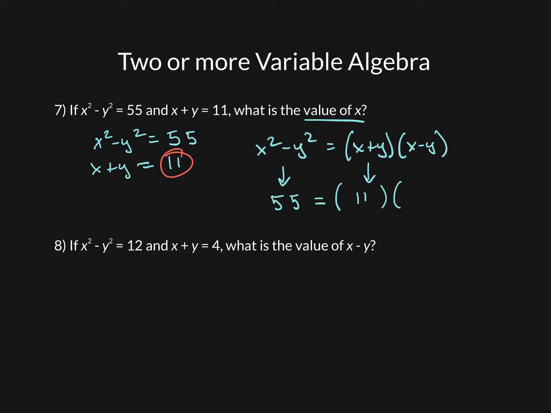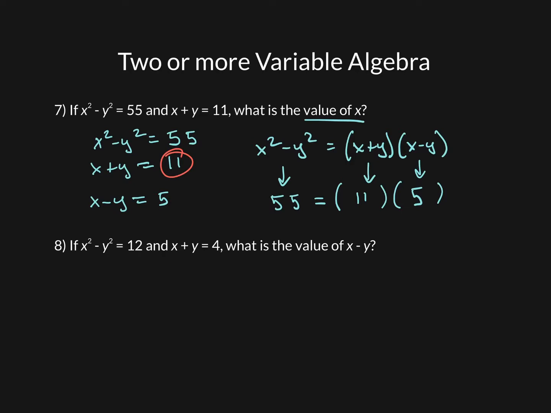And x minus y would have to be what number times 11 equals 55? So x minus y would have to be 5. Therefore, we can come to the conclusion that x minus y is 5. Now, they're not asking us for x minus y. They're asking us for the value of x.